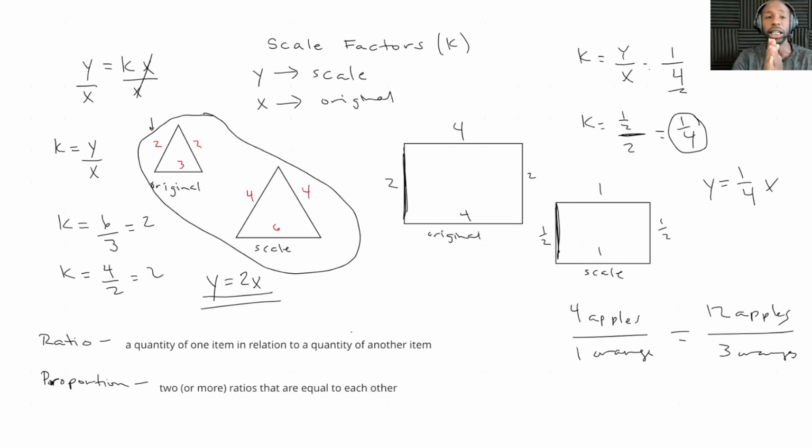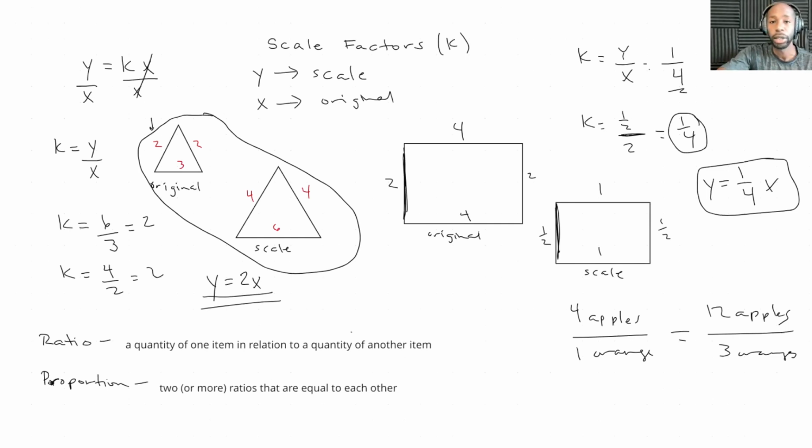Now, I'll say this and let this video be done. You'll get problems where they want you to confirm whether or not a shape is truly a scale of an original shape, and you might have to go around all the sides or more of the sides to confirm that. So what you want to do is put again K is equal to a measurement from the scale divided by a measurement from the original. Okay, just like I said here.